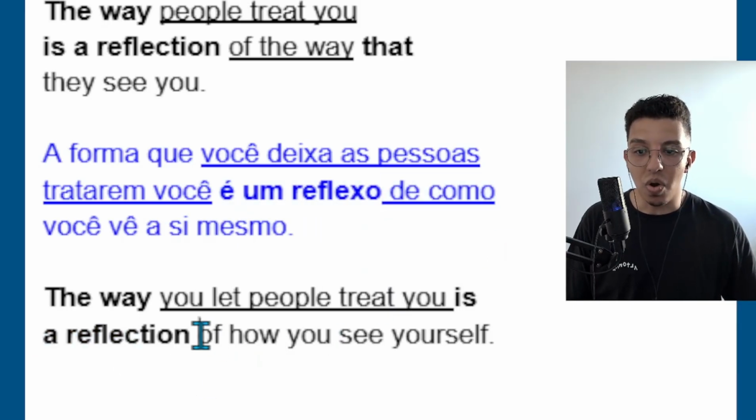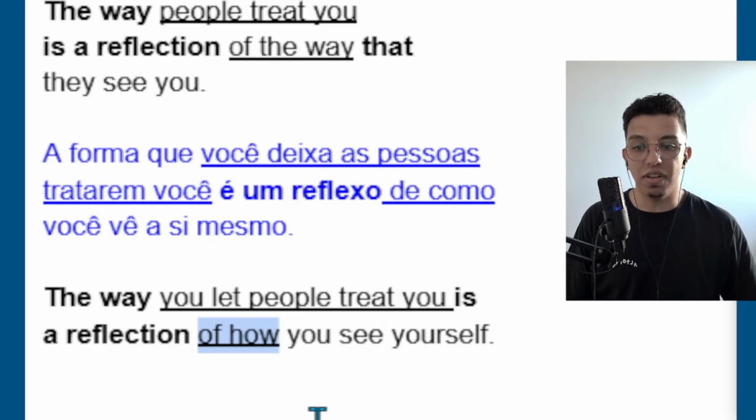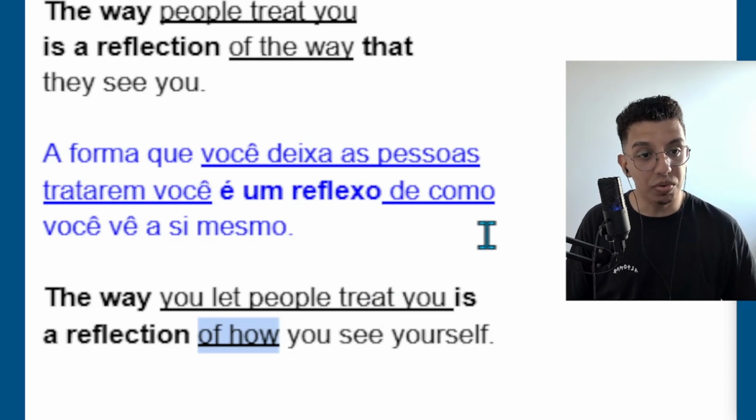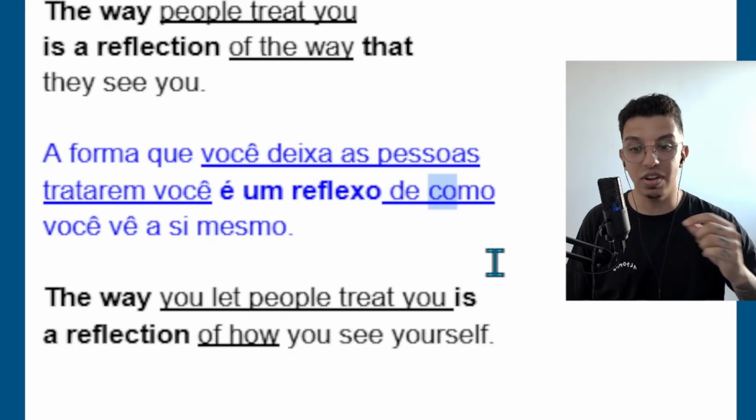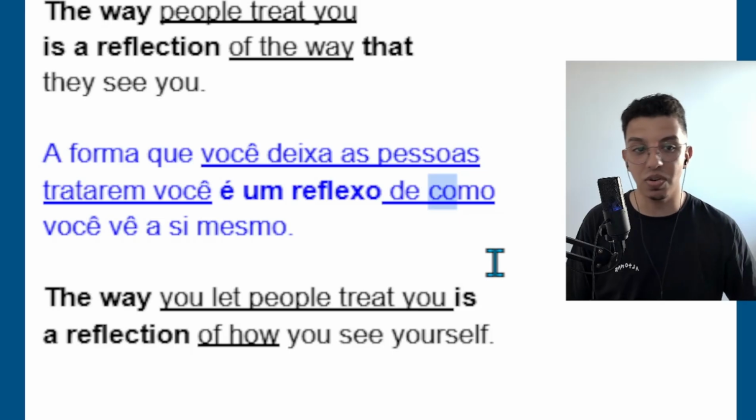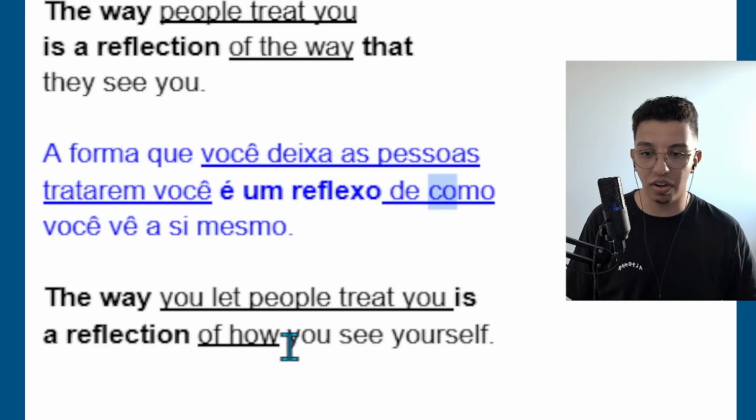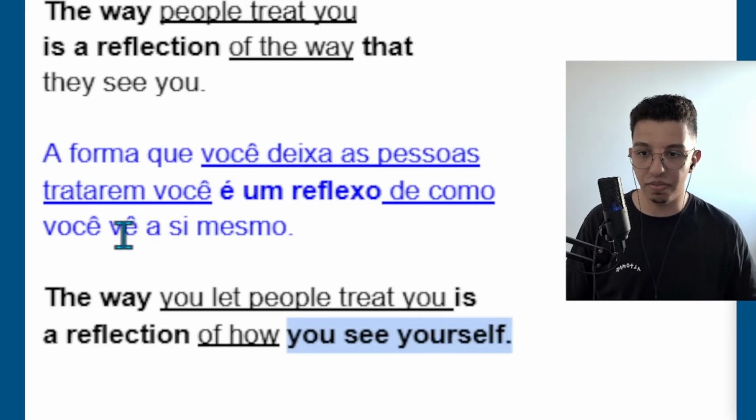De como. Of how. De como. See the syllables? Como, como, de como. Of how. You see yourself.